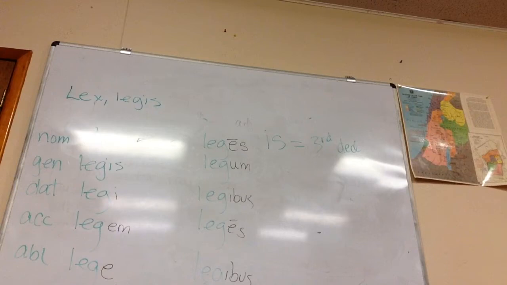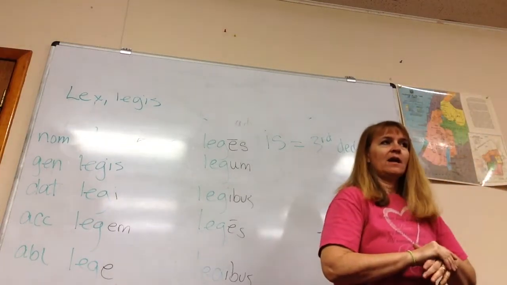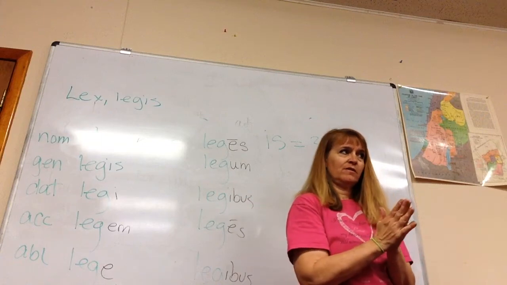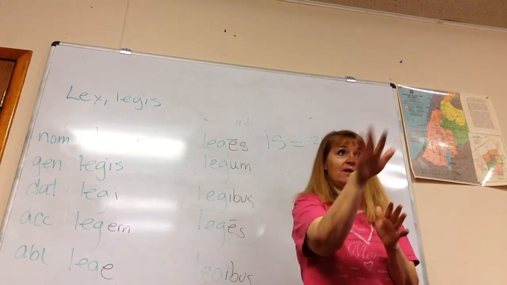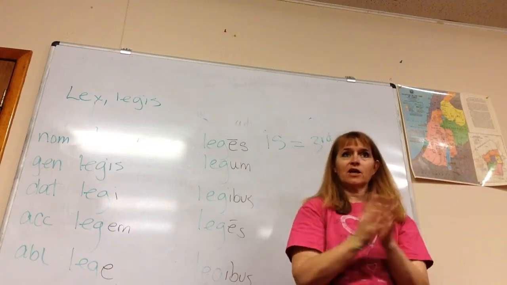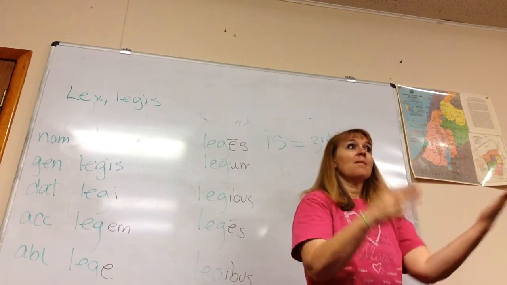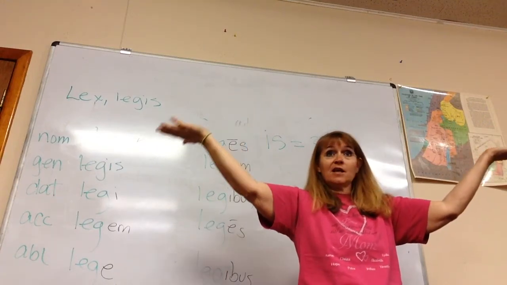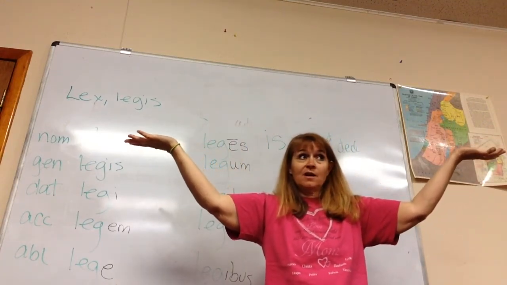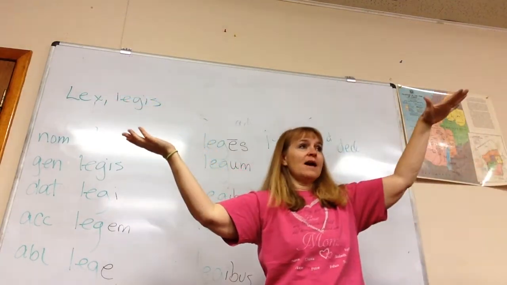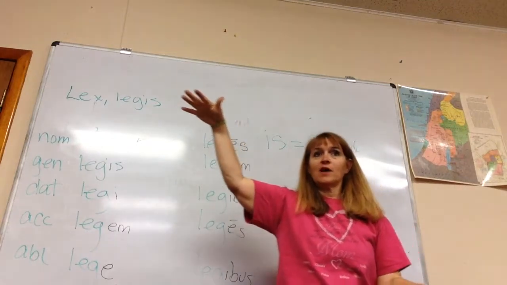Now let's talk about something called gender. Do you remember we talked about gender last time? The majority of first declension nouns are what gender? Feminine, right? First declension, feminine. There are a few exceptions. Second declension is what? Masculine and neuter. How do you know which is which? By the nominative singular. -us, you've got masculine; -um, you've got neuter.